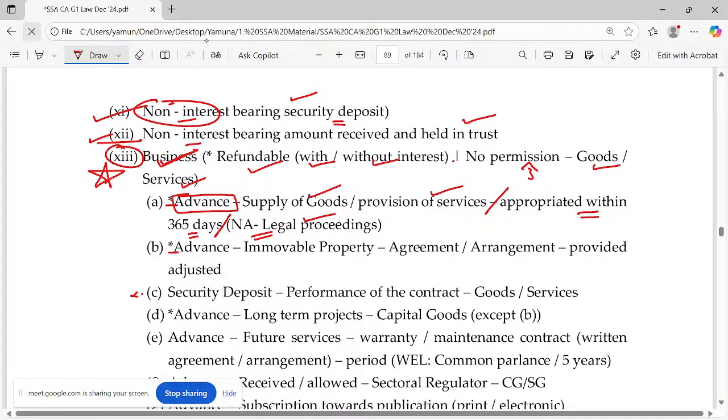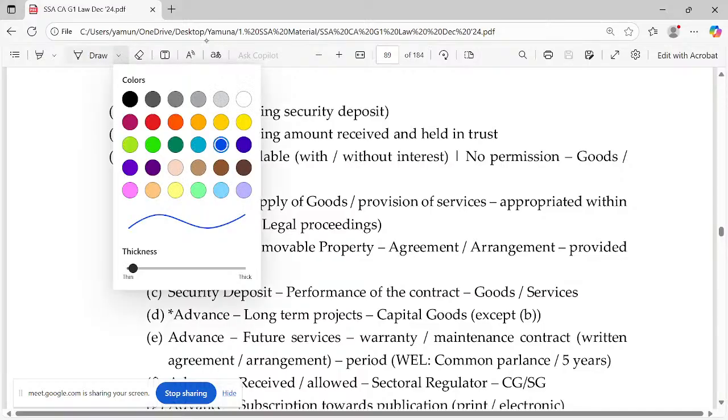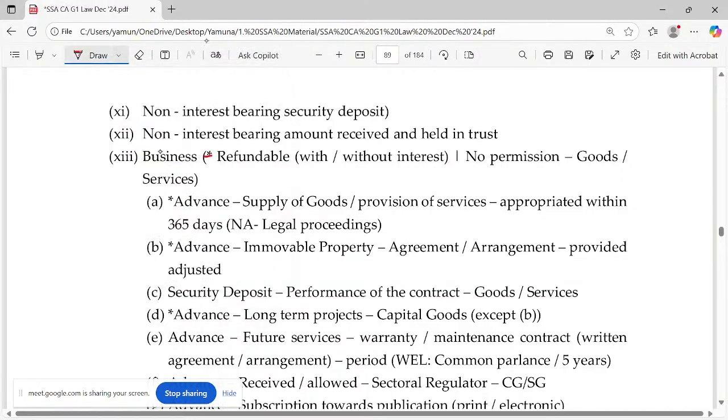Okay, let me repeat it. This first point follows under star. You are doing a business. You have received an advance amount for what purpose? For your business purpose, either supply of goods or provision of service, and you have to appropriate within 365 days. You have appropriated, and there are no legal proceedings, then it's not considered as deposit.